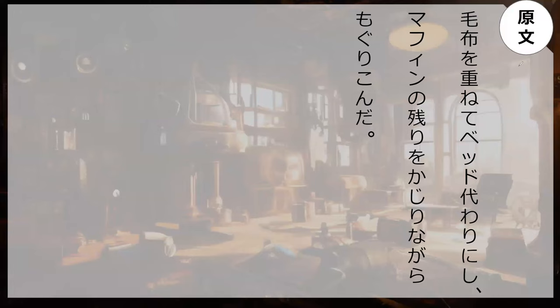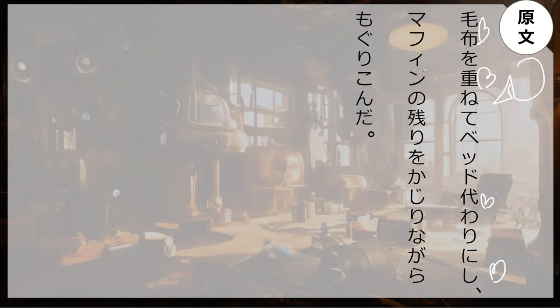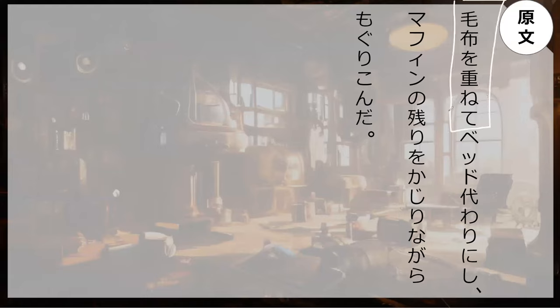So let's go read the line from the book. Mofu o kasanete bedo kawari ni shi. This is ni suru. Hai. Muffin no nokori o kajiri nagara. Moguri konda. Right. So the first thing he does is mofu kasanete.